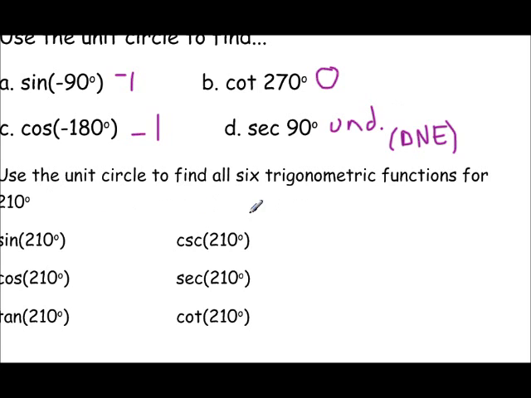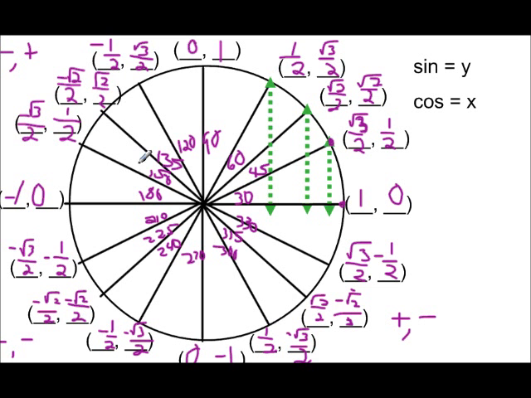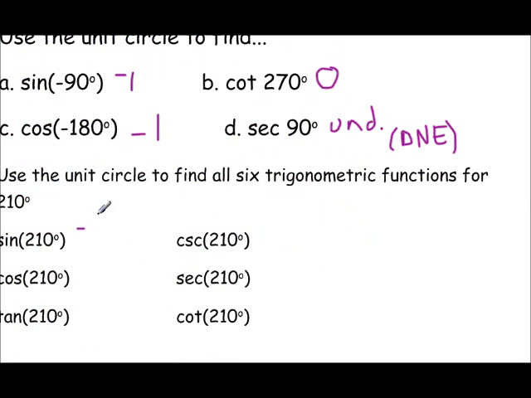You can also use it to find all 6 functions for a particular angle. So we're going to look at 210 degrees. For sine and cosine, we'll just take my y and my x. Negative 1/2 for sine, negative square root 3 over 2 for cosine. For cosecant, we'll just take the reciprocal of sine, so negative 2. For secant, we'll take the reciprocal of cosine, so negative 2 over square root 3, or in simplified form, negative 2 square root 3 over 3.